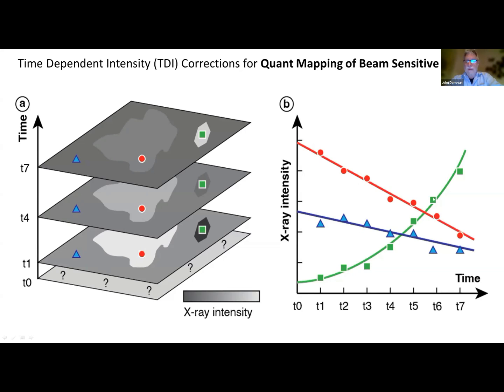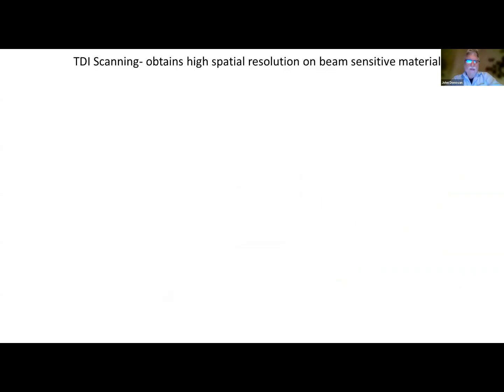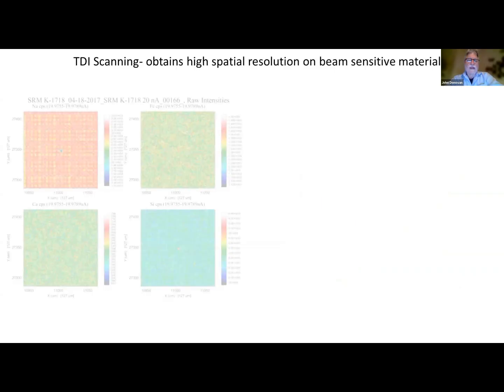As you can see here, we might have very different TDI effects for an element depending on the material that it's in. And this is something that we should be looking at. So we require replicate X-ray maps, and we extrapolate pixel by pixel to 0 time. We call this TDI scanning.